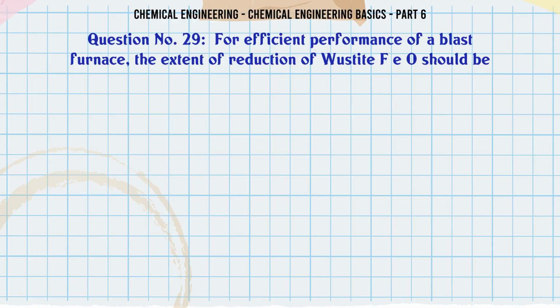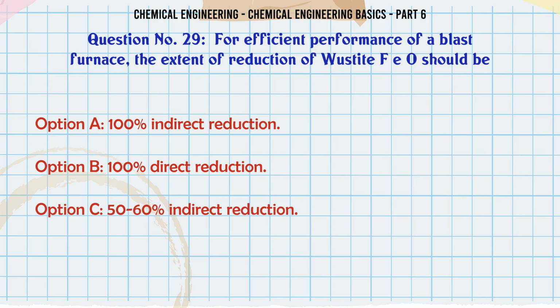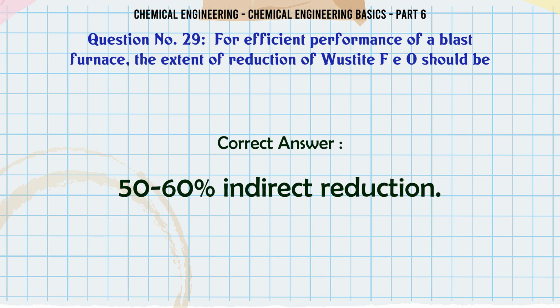For efficient performance of a blast furnace, the extent of reduction of Wustite, FeO, should be A. 100% indirect reduction. B. 100% direct reduction. C. 50-60% indirect reduction. D. 30-40% indirect reduction. The correct answer is 50-60% indirect reduction.